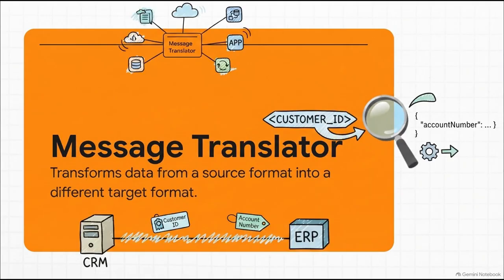Next up, the message translator. In the real enterprise world, systems almost never speak the exact same dialect. A CRM system might use a customer ID, but your old ERP system is stubbornly expecting an account number.